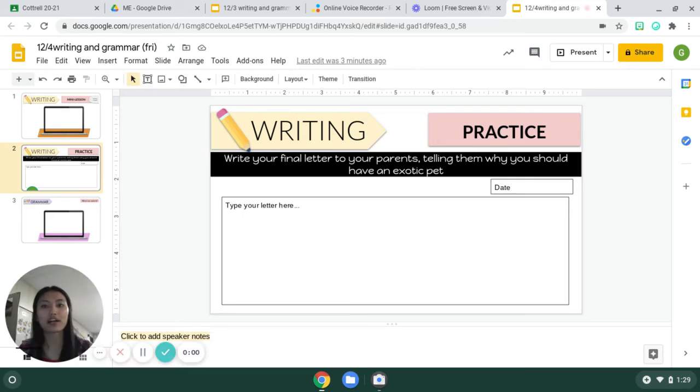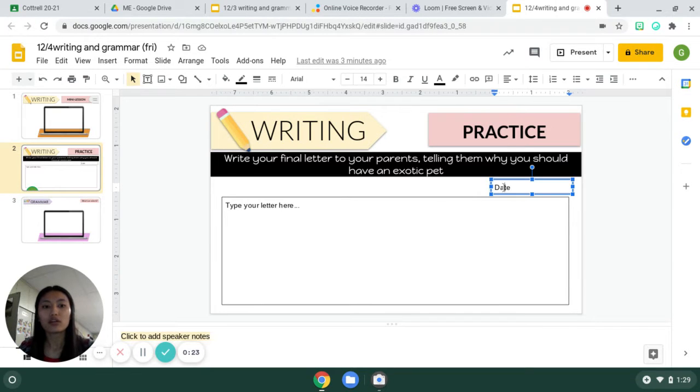We are going to write our final draft of our letter to our parents of what exotic pet we think we should have and why. So I'm going to make sure that I have my rough draft from yesterday that I either wrote in my writer's notebook or on a piece of paper, and I'm going to have that in front of me. Okay, the next thing I'm going to do is make sure that I am in today's reading slides and I am on this slide.